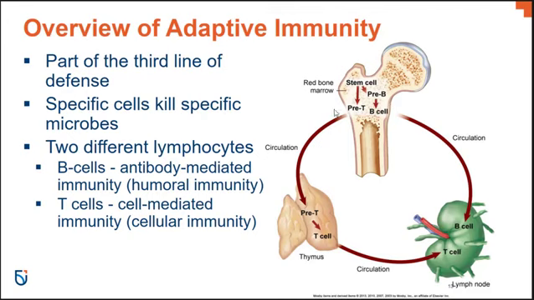Now, T cells actually travel to the thymus to mature. So think of T for thymus and T for T cells. B cells, however, are going to mature primarily in the bone. So think of B for bone cells. And this will happen before they enter into circulation, where they will then travel to lymph nodes as well as the spleen, where they'll be involved in our immunity.